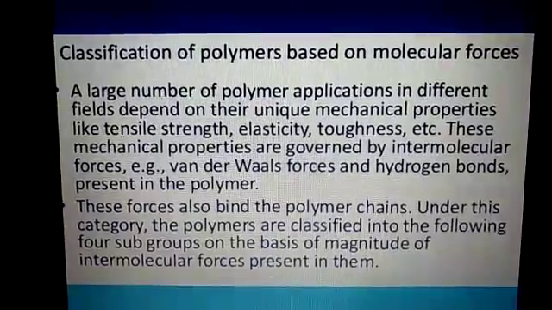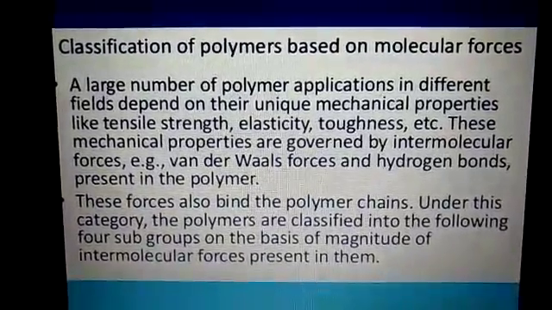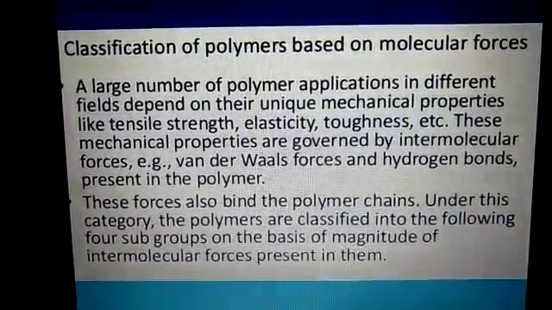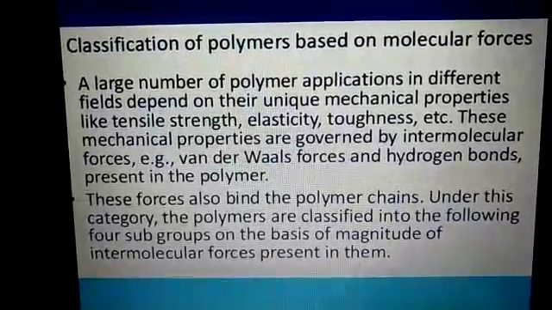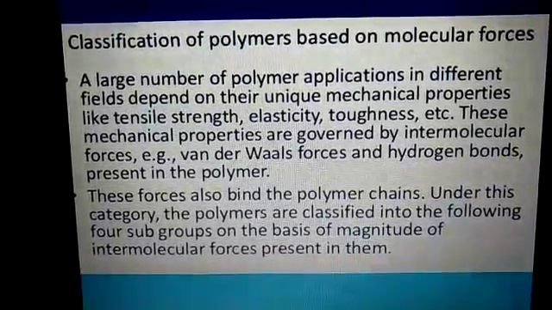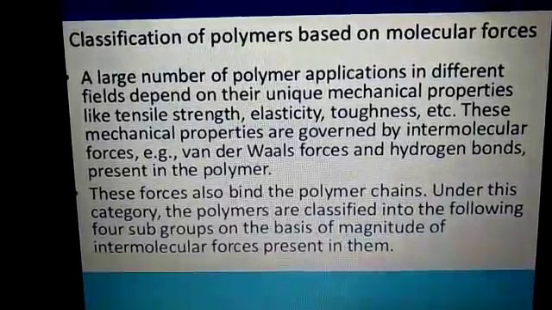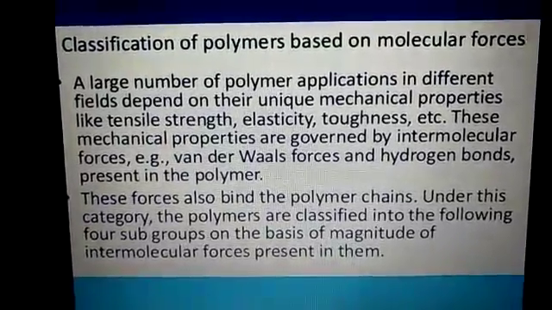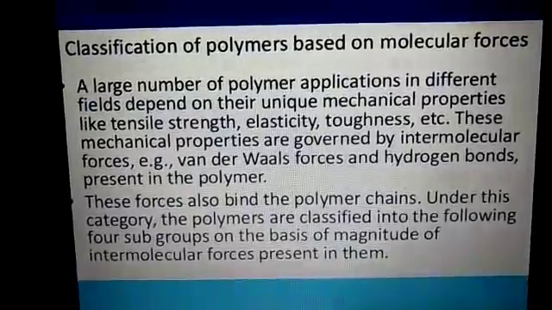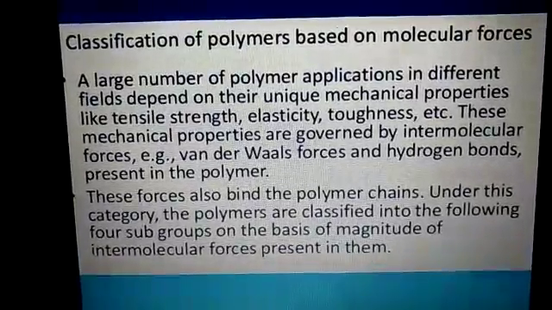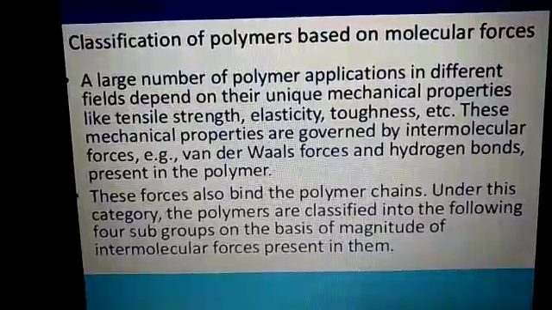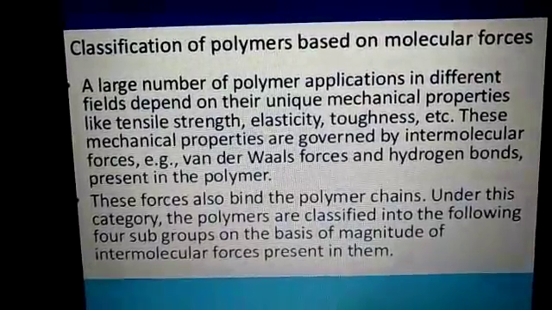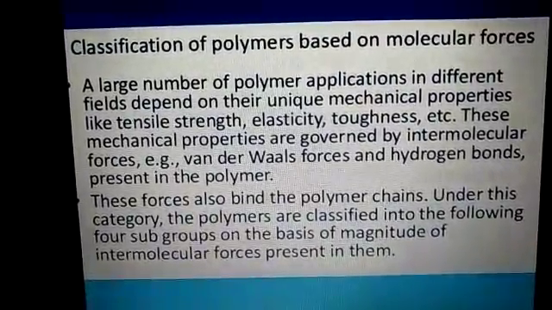Now this is the classification of polymers which is based upon the intermolecular force of attraction. The first is elastomers. Now what do you mean by elastomers? In an elastomer, the intermolecular forces of attraction between the polymeric chains are weakest. Elastomers are amorphous polymers having a high degree of elasticity. These polymers consist of randomly coiled molecular chains of irregular shape having few cross linkages.